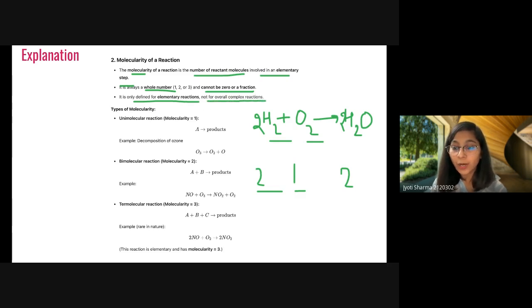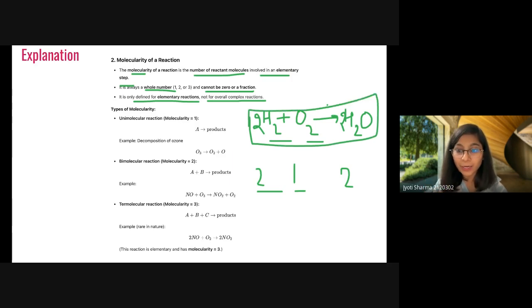As I told you, if we have one complex reaction, H2 plus O2, this H2 plus O2 is the balanced equation only. We do not know right now how many steps we need to complete this reaction. Based on each step, we will determine the molecularity. So it is only defined for the elementary reaction, not for the overall complex reaction.